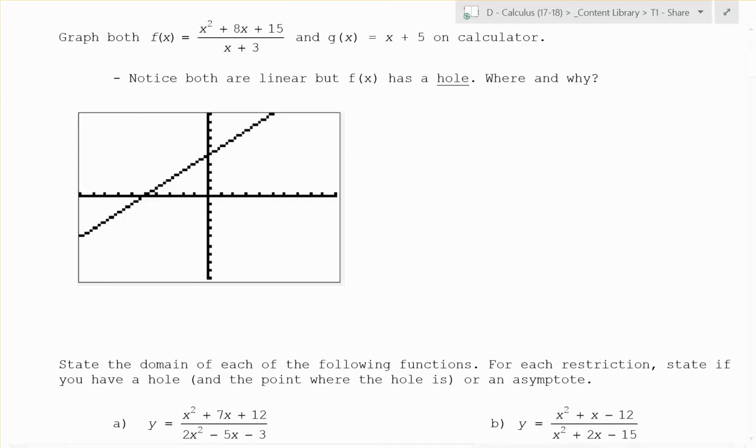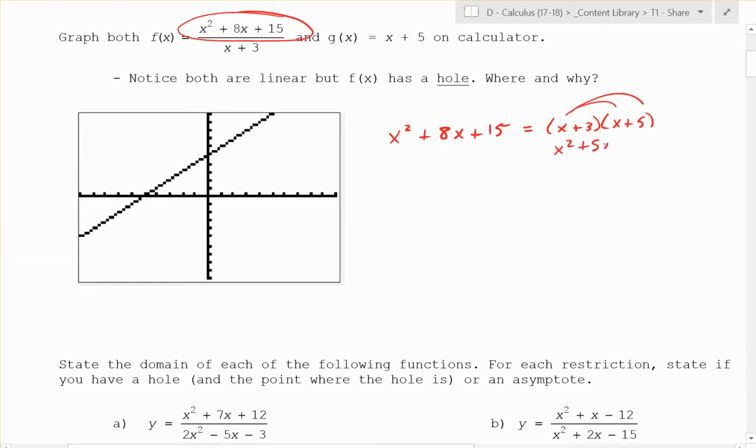How is that possible? Well, from your time in Algebra 2, you might be zoning in on this quadratic. And you might think, oh, there's this great thing you can do to quadratics. You can factor them. So this is actually equal to x plus 3 times x plus 5. And just to remind you, how do you check to make sure that's true? Well, you multiply it out. x squared plus 5x, 3x plus 15. Add the two central terms together. Okay, it does check.